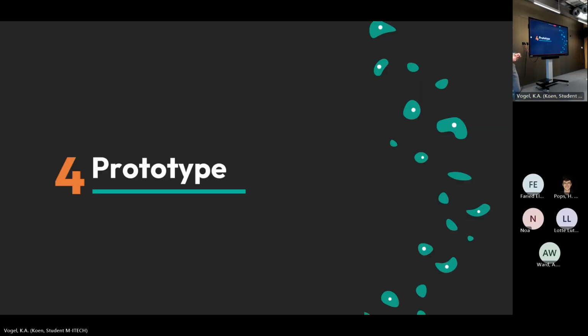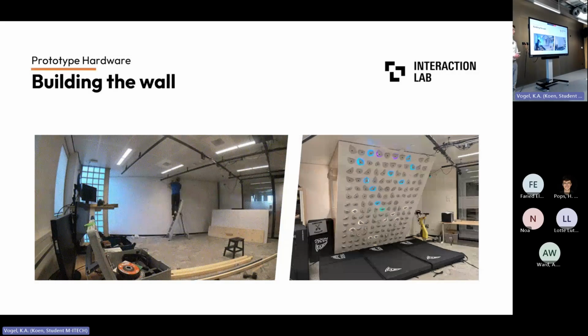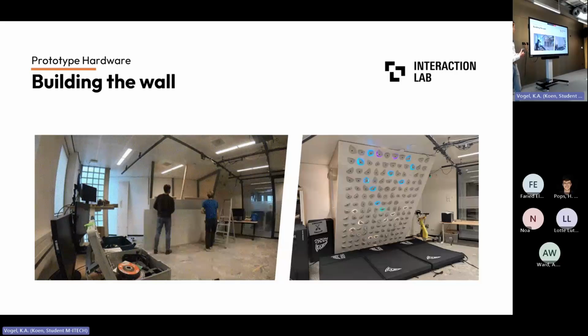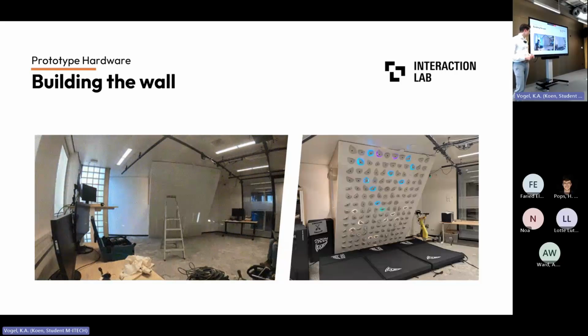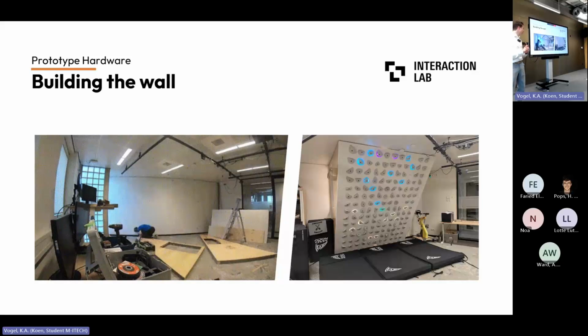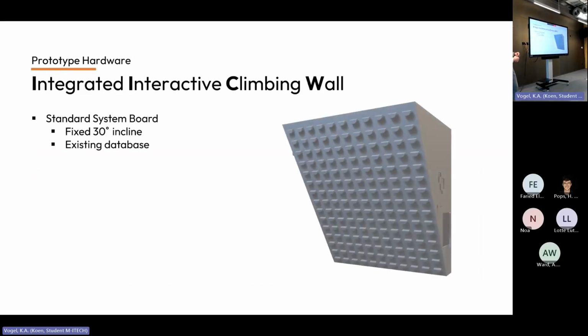Okay, we have the tracking technology, time to implement it in a prototype, and we start by building a climbing wall. So this is in the interaction lab. We had a professional builder build a climbing wall for us. This is the result. And together with Sam, I think he's in the audience, shout out, we put a lot of technology in this, and we call it the integrated interactive climbing wall.